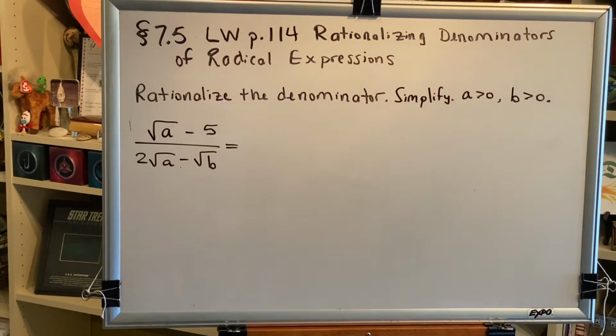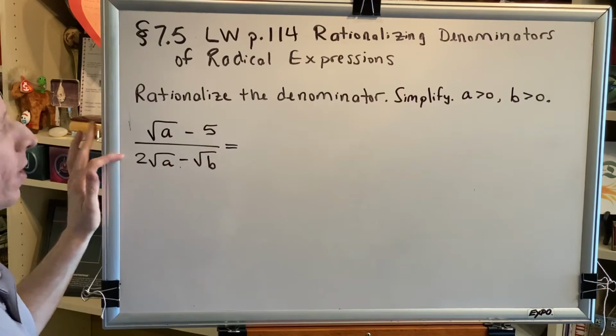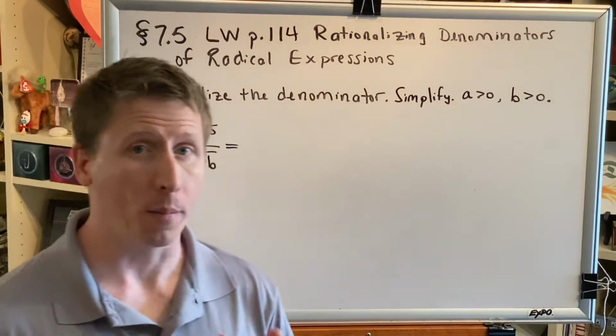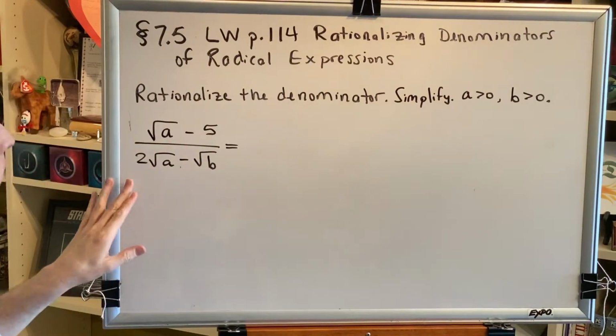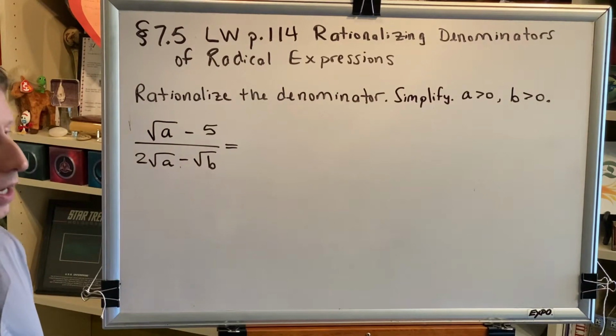Please open in your learning workbook to page 114. We will now complete two problems involving rationalizing a denominator with the denominator containing two terms. All right, here's our first problem. Root a minus 5, all divided by 2 root a minus root b.